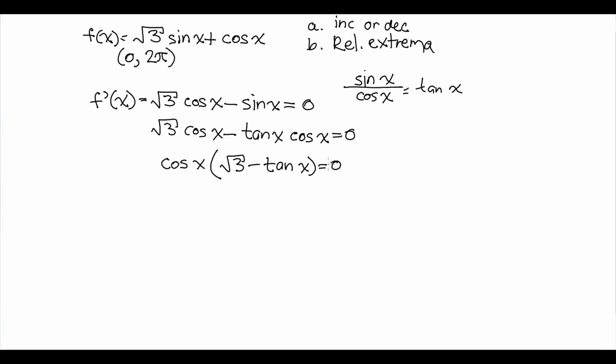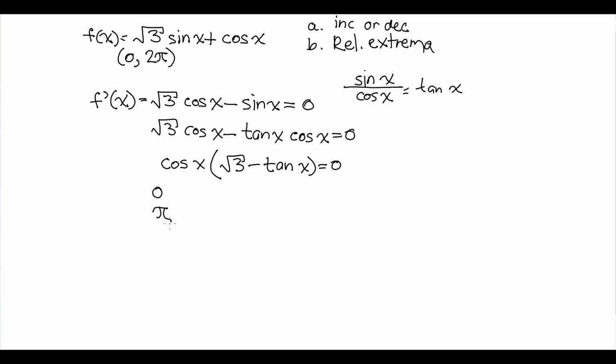So when we're going to find out where cosine of x equals 0, cosine of x is equal to 0 at x equals pi over 2 and 3 pi over 2. We use radians here. So that's where f prime is equal to 0.